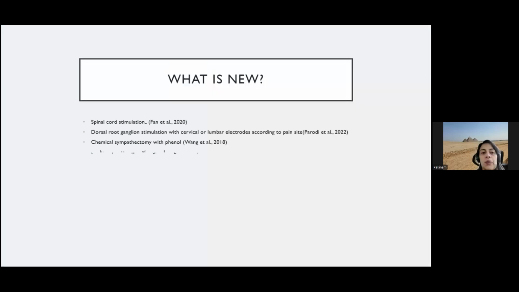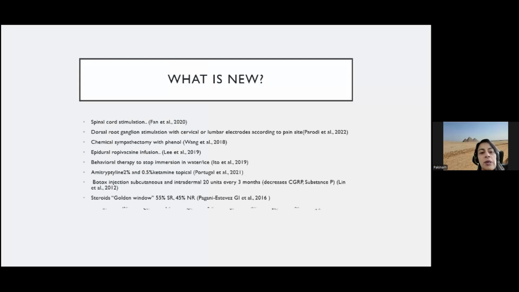So what's new? We have spinal cord stimulation, dorsal root ganglion stimulation, chemical sympathectomy with phenol, epidural infusion, behavioral therapy to stop immersion in water and ice, amitriptyline and ketamine topically, Botox injection, and this is very interesting and can be helpful to patients as it's accessible to all dermatologists in clinics. Steroids, as I mentioned, have a golden window. Anti-inflammatories can be better than neuromodulators even with low neural density. Next, please.